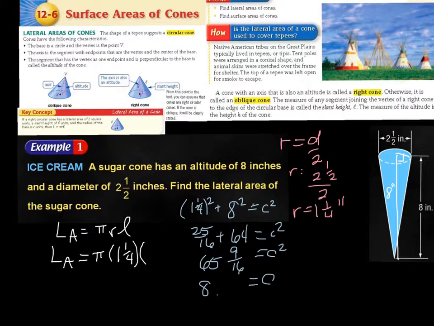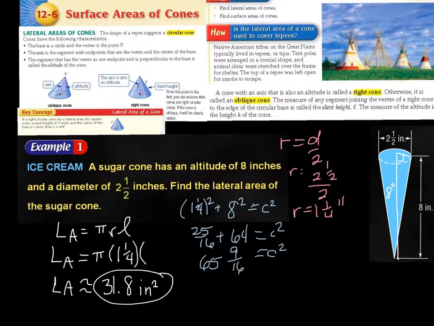8.1 is a nice place to round to. So I can plug that in, and all we have to do is use pi r l and we're done. Rounding to the nearest tenth, I get 31.8, and my units were inches. And it's area, so it's square inches.